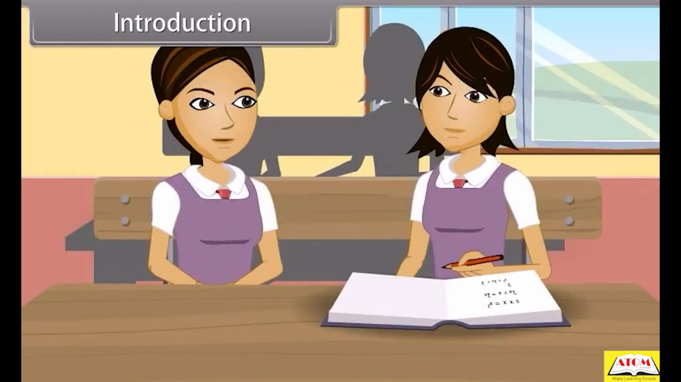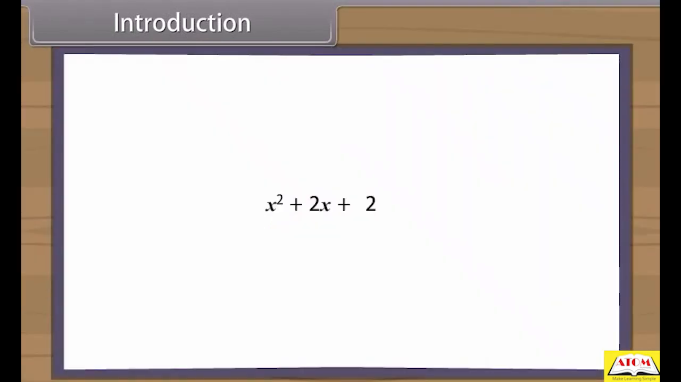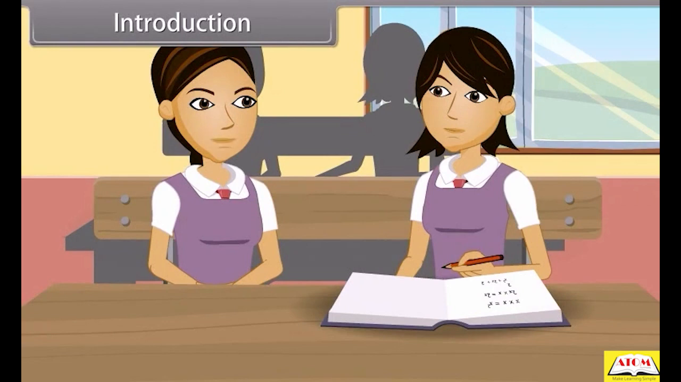Do you know what we call this expression? No, but I find it very interesting. This is called a polynomial. Come, I will explain it to you.